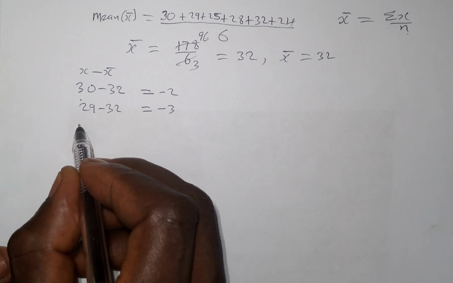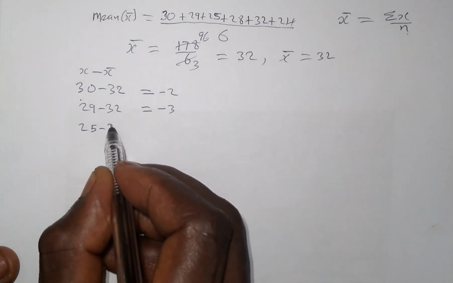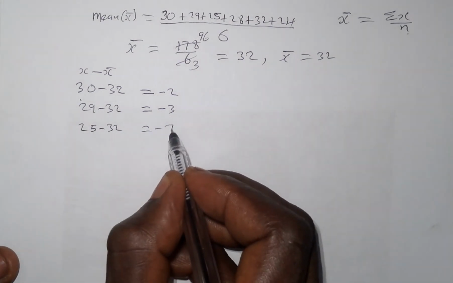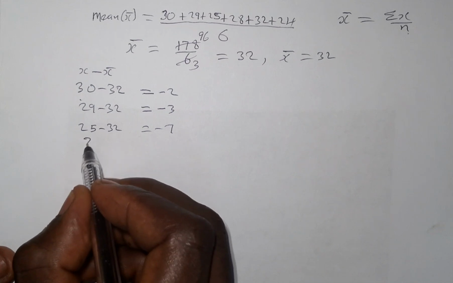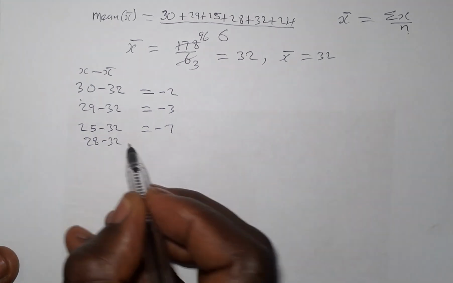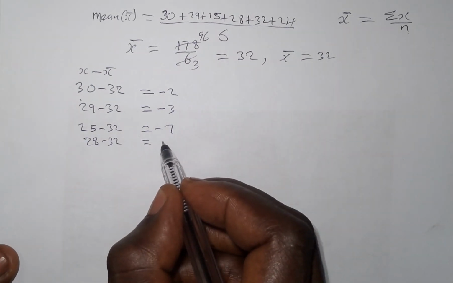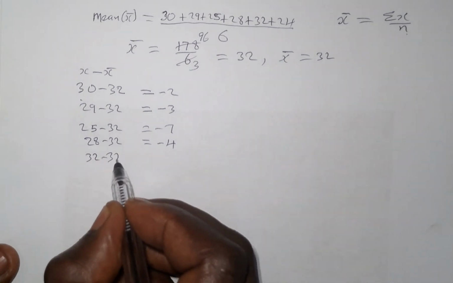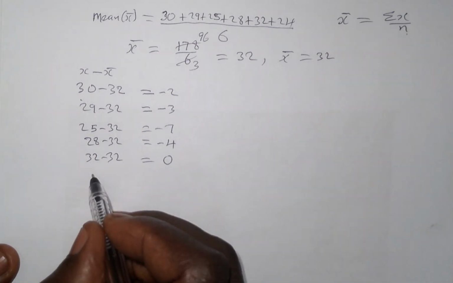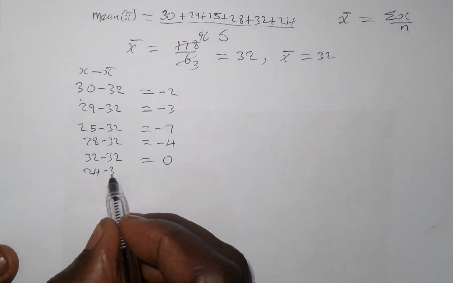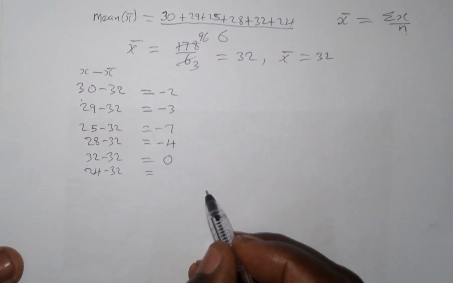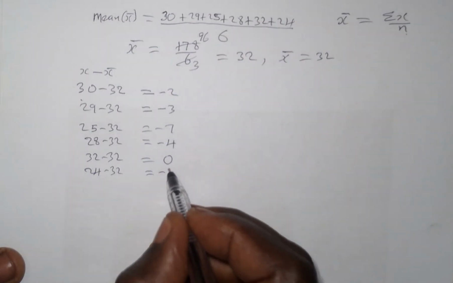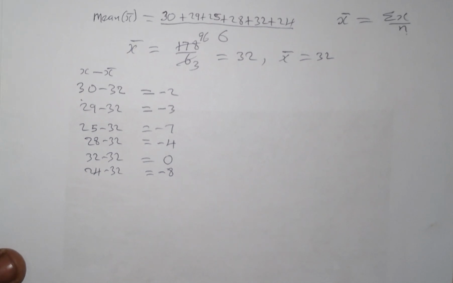Then we have the next one, 25 minus 32. This will give us minus 7. Then we have 28 minus 32, which gives us minus 4. The next one is 32 minus 32, which is definitely 0. Finally, 24 minus 32 gives us minus 8.